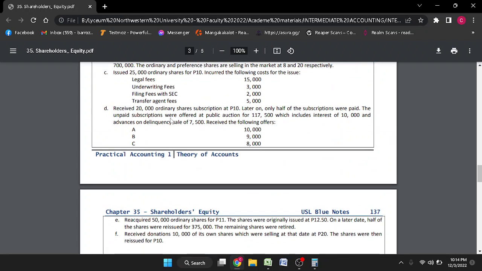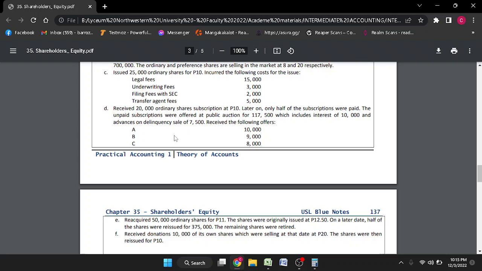Next is receive 20,000 ordinary shares subscription at 10. Later on, only 50% subscription were paid. The unpaid subscription were offered at a public auction for 117,500, which includes interest of 10,000 and advance payments on delinquency sale of 7.5. Receive the following offers: A 10,000, B 9,000, C 8,000.